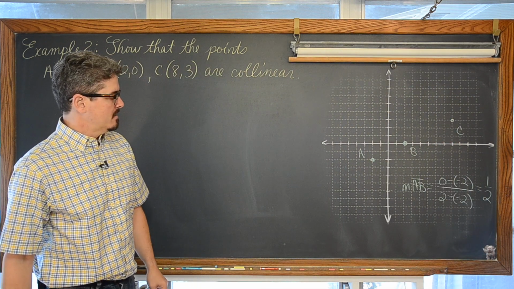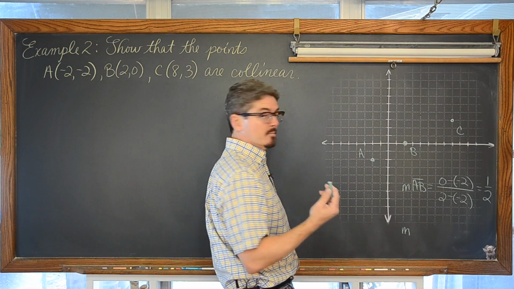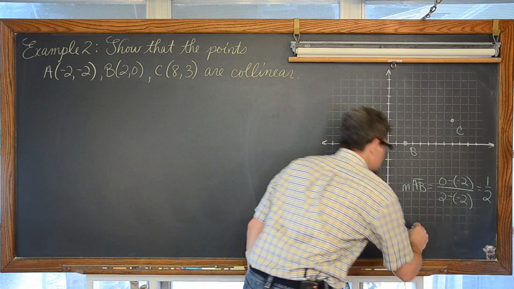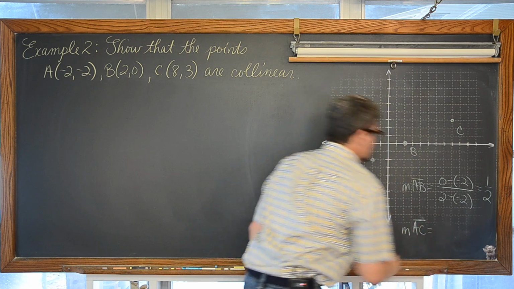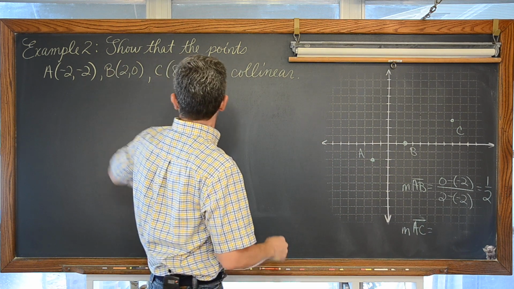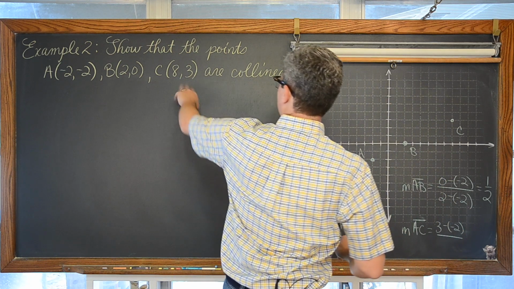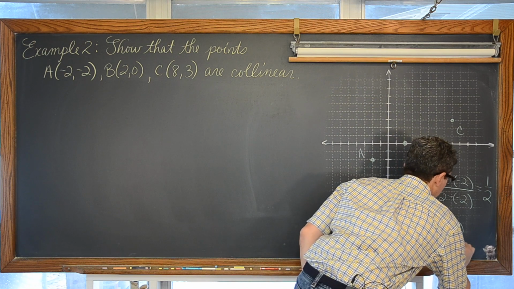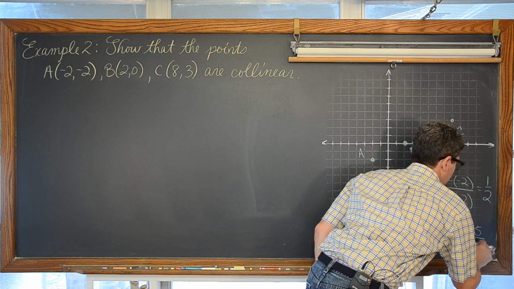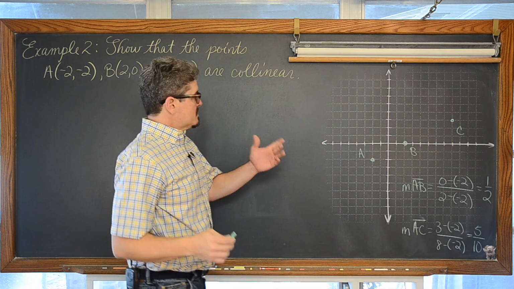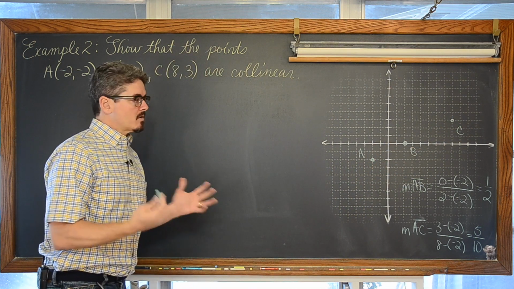And find the slope of AC, that line segment. That is going to be 3 minus -2 over 8 minus -2, and we get 5 over 10, which of course reduces down to 1/2. Now, since we've checked the slope from A to B and A to C are equal, these 3 points we already know are collinear.